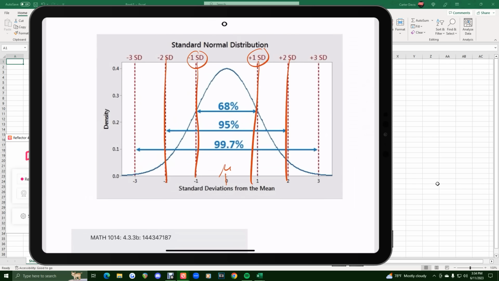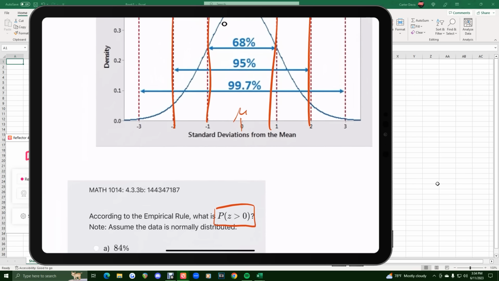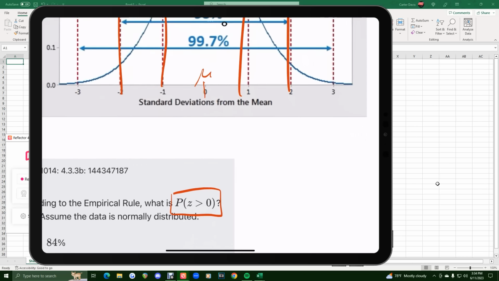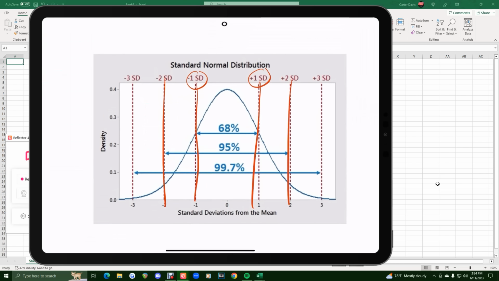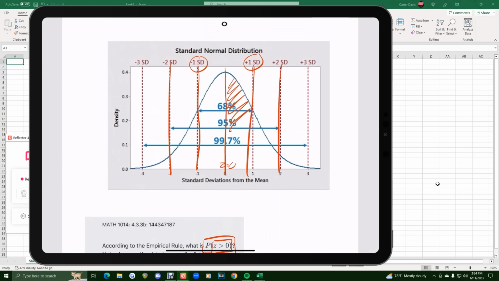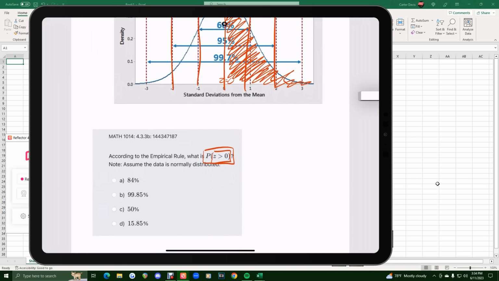So here, where they ask what's the probability that z is greater than 0, what that means is how much area under this curve is being accounted for by all the z values that are greater than 0. For z to equal 0 means that you are at the mean. So for z to be greater than 0, they're asking us how much is shaded to the right of z equals 0. And just by looking at this curve, we can tell that's 50%, right?